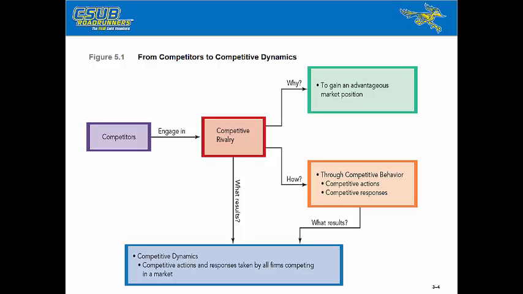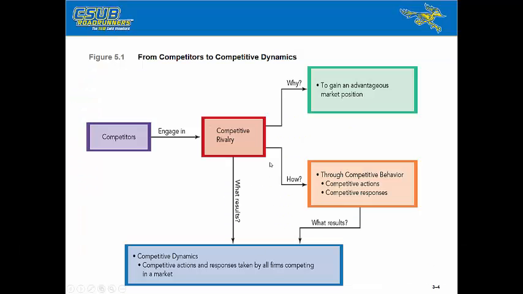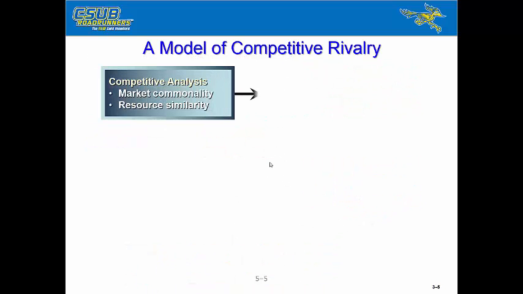Competitors engage in competitive rivalry in order to gain advantageous market position. There's various competitive actions and defensive responses that are taken, and then all that adds up to be competitive dynamics in the industry.